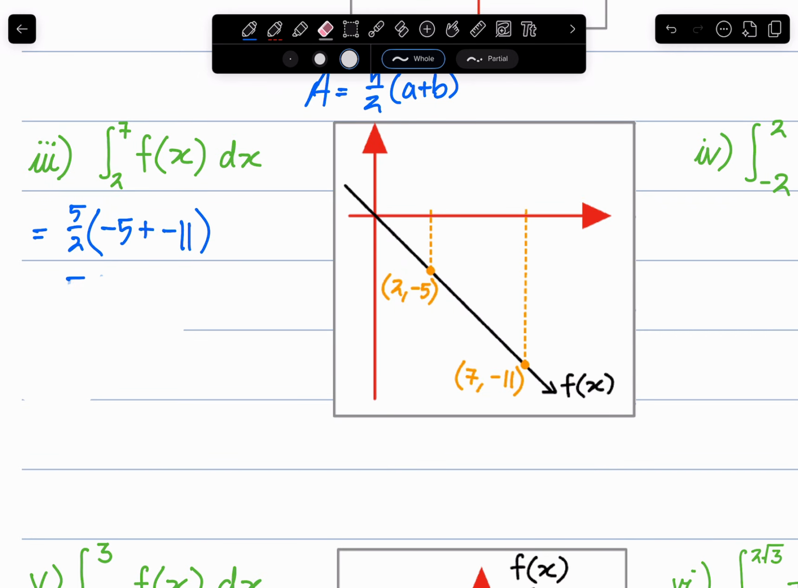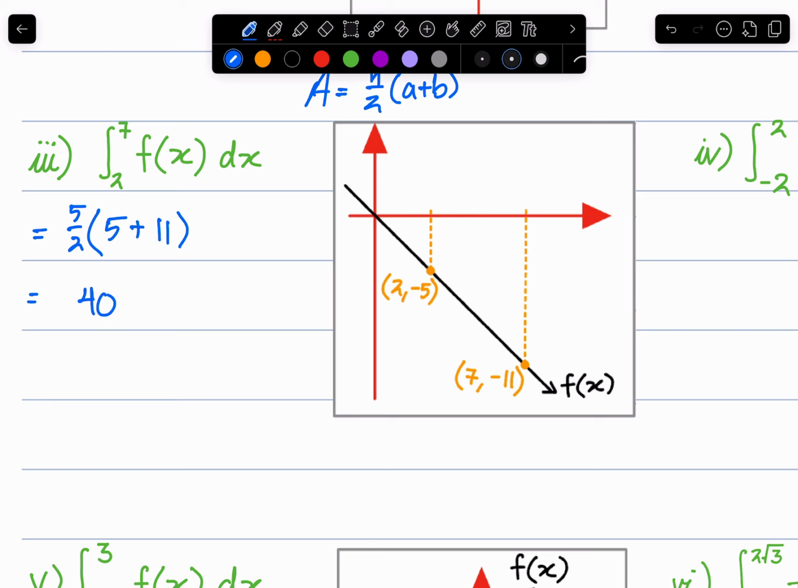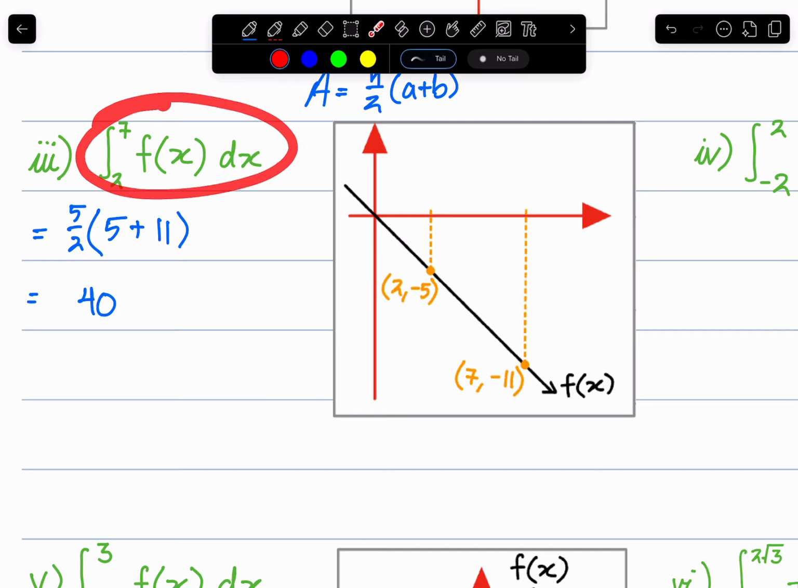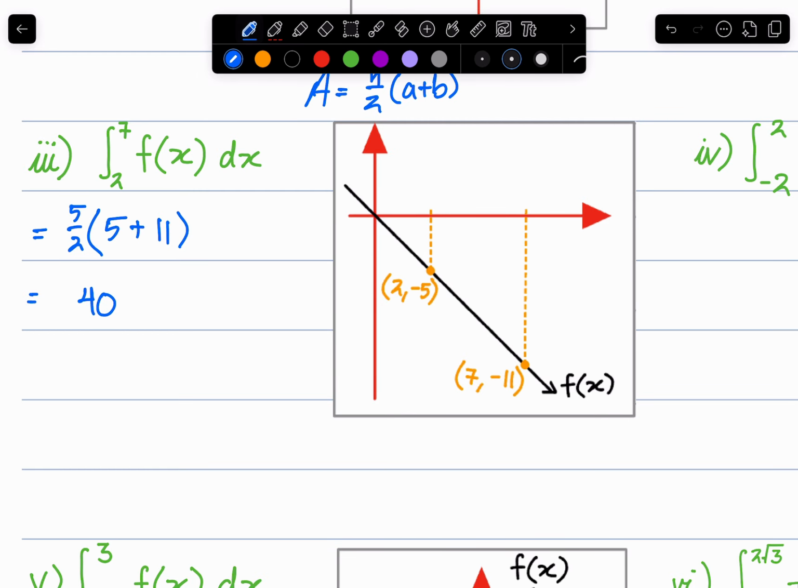Now you could have thought of this strictly as a shape, where in this case you can have these as positives, which would then give you positive 40. However, because this is a definite integral, whenever we see this definite integral, we must account for whether it is above or below the x-axis. So in this case, it is definitely negative 40.